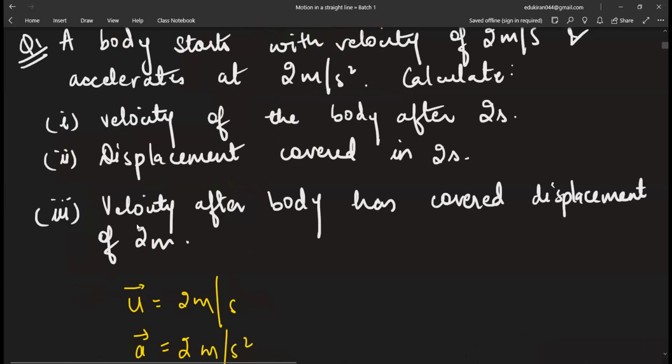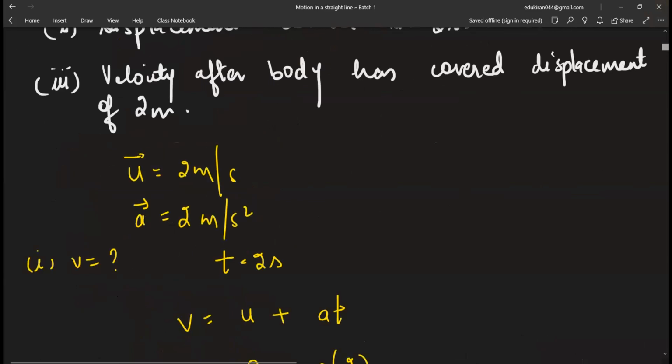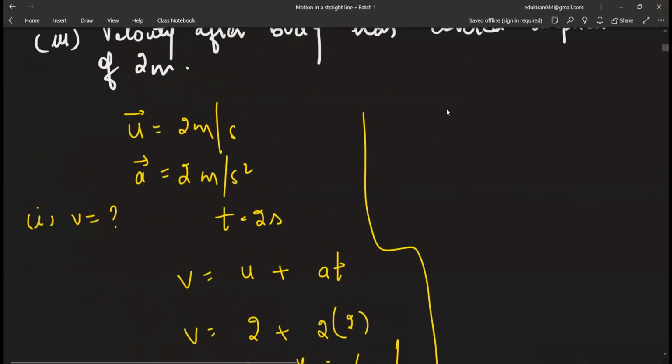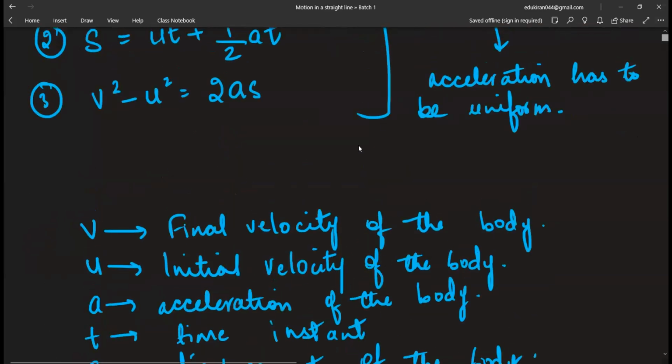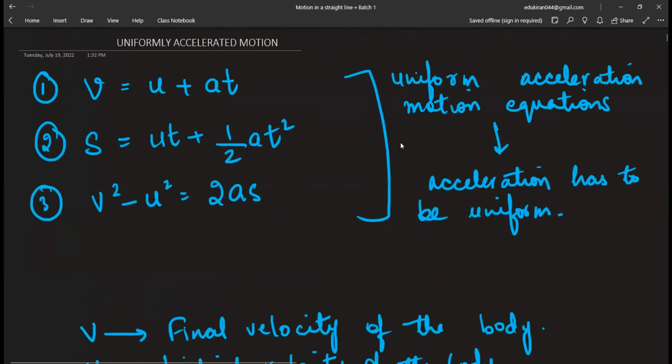Last part. Velocity after the body has covered displacement of 2 meters. Now, the third part is saying you have to find out the velocity if displacement is given as 2 meters. So initial velocity, you know, acceleration, you know. Time is not given in the third part. So you have to wisely choose out of these equations. Displacement is given, acceleration is given, and no time. So we can use the third one.